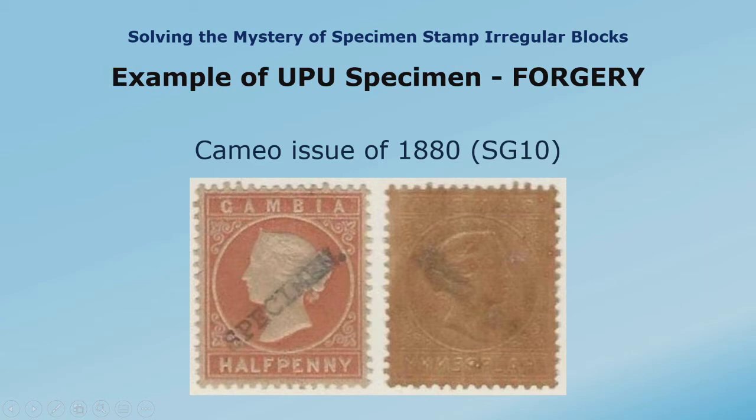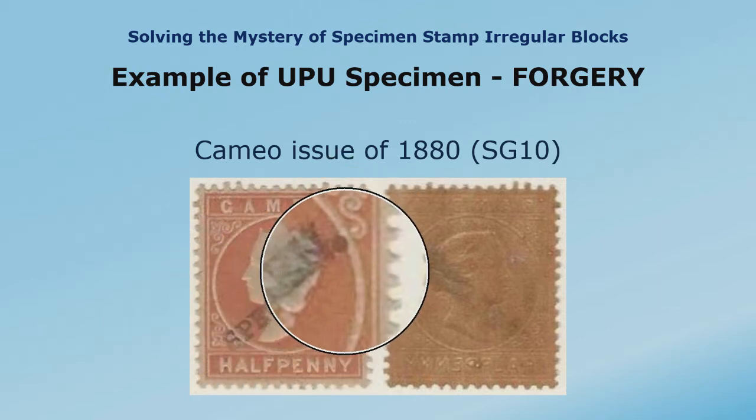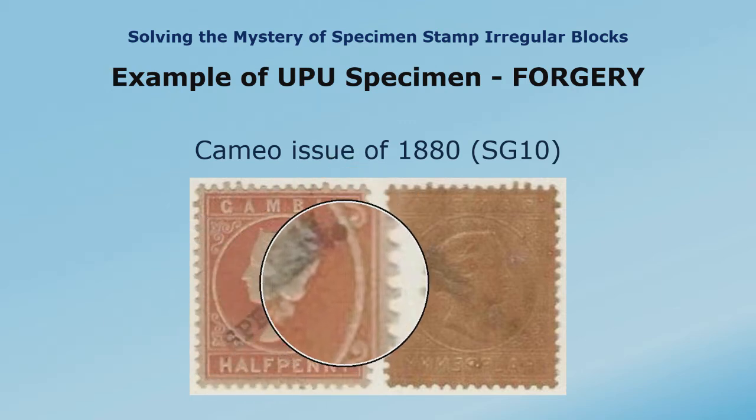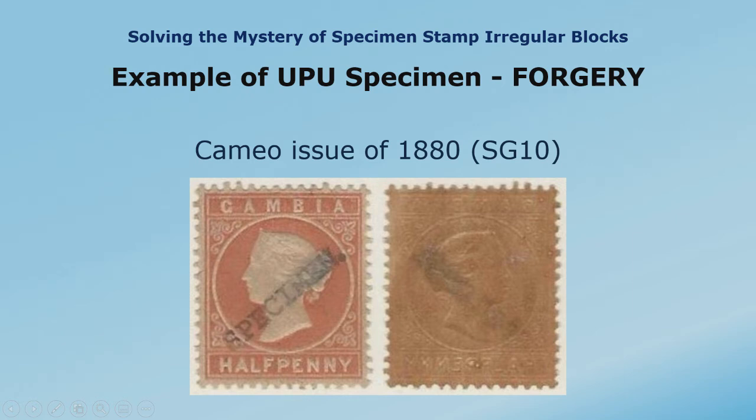Here we have an example of a forged cameo issue, the cameo being the predecessor. This is the 1880 series. The first issue of stamp out of Gambia was 1869. So this is really the third series of printed stamps of the cameo. When I shared this one with James Bendon, his comment was, that's a destruction of an otherwise very nice stamp.